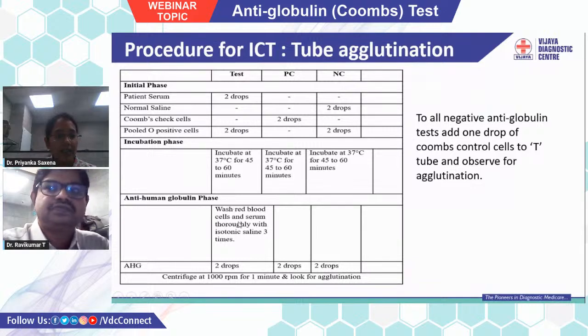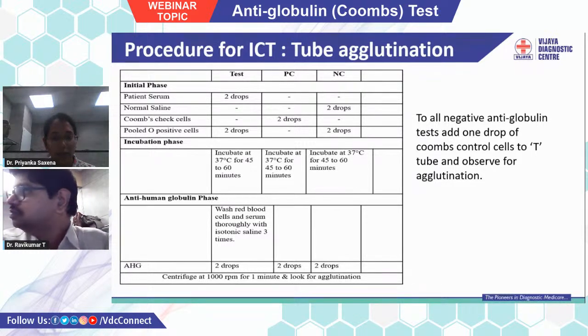After that, the cells and the serum will be thoroughly washed with isotonic saline, and this step is done 3 times. And 2 drops of anti-human globulin reagent will be added to all 3 tubes, subjected to centrifugation at 1000 rpm for 1 minute, and then looked at for agglutination. Again, here we need to add Coombs control cells to the test tube in case we get a negative reaction, to look for agglutination.